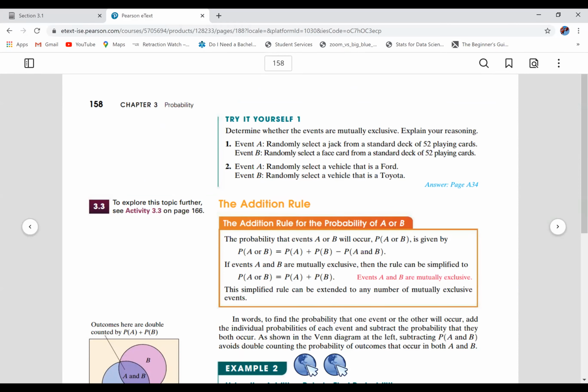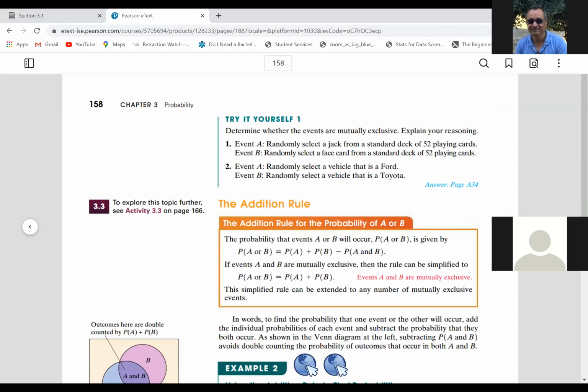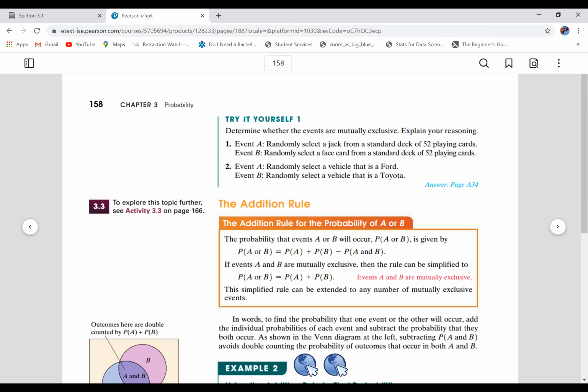Okay, for students who don't know about a standard deck of cards, there are 4 jacks in a standard deck of cards, and there are 4 queens and 4 kings. So 12 pictures, guys, in a standard deck of cards, and they are called faces. So the jack, the queen, the king are called faces.